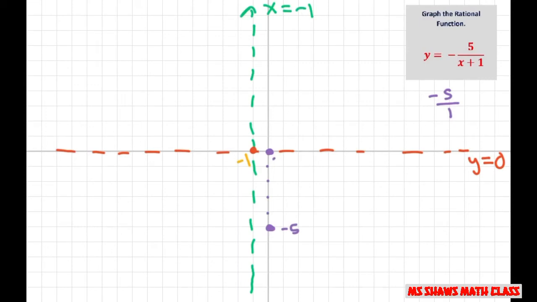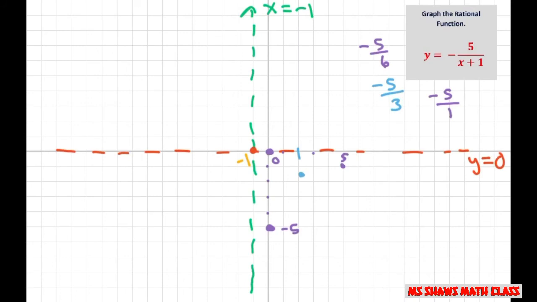Let's plug in 5. If you plug in 5, you can get -5 over 6. Well, that's very, very close to -1. So let's just put that about -1. It's a little less than -1. And then you can plug in, let's plug in a point. Let's plug in 2. If you plug in 2, you get -5 divided by 3. So that's negative 1 2/3. So that's more in here.